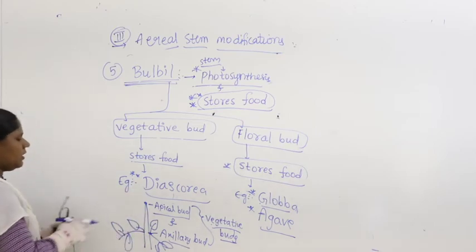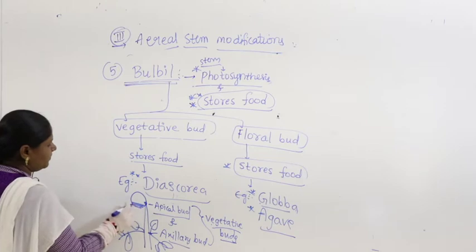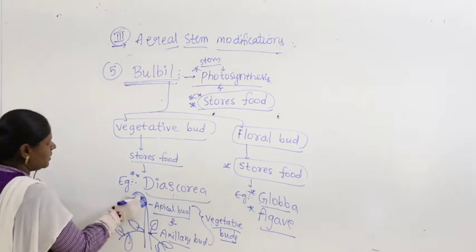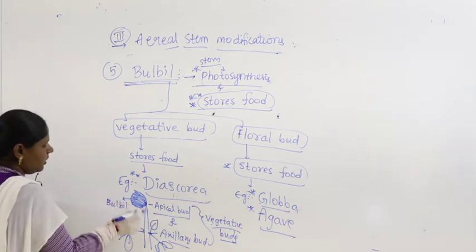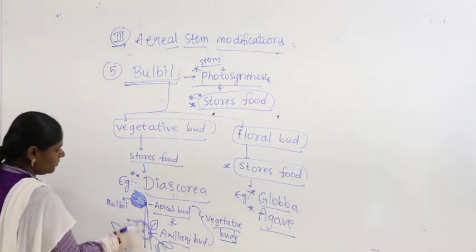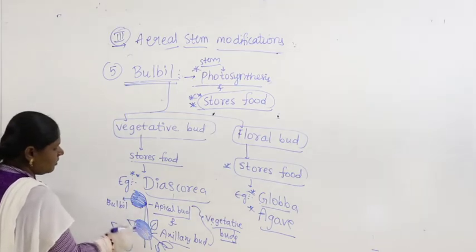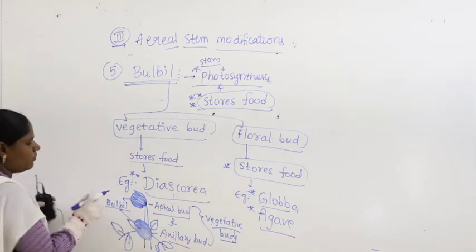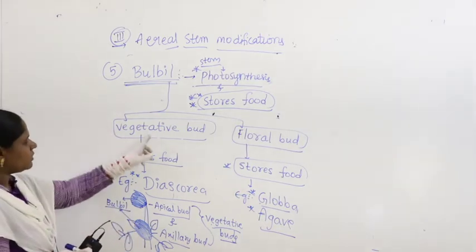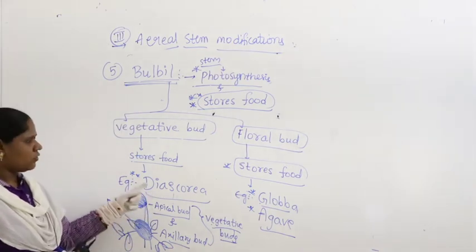In Dioscorea, the apical buds undergo photosynthesis and store food. So what is this called? Bulbil. Or here, part of the stem becomes swollen and stores food. This is also called bulbil. So when a vegetative bud stores food, that is called bulbil, as in the case of Dioscorea.